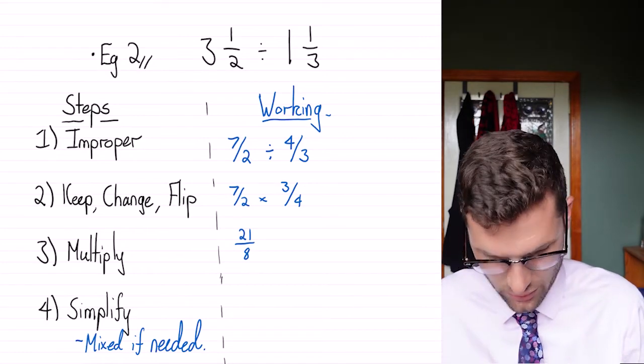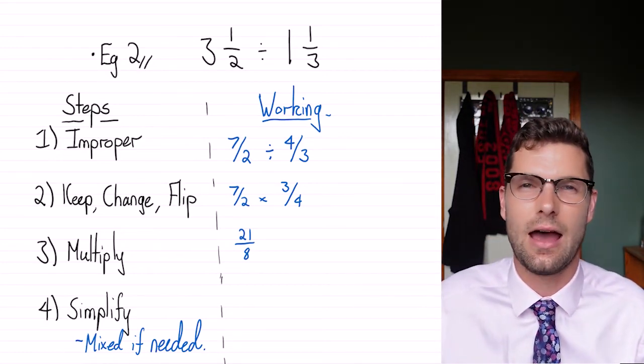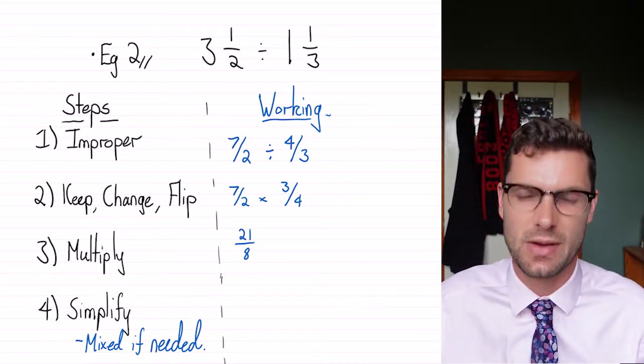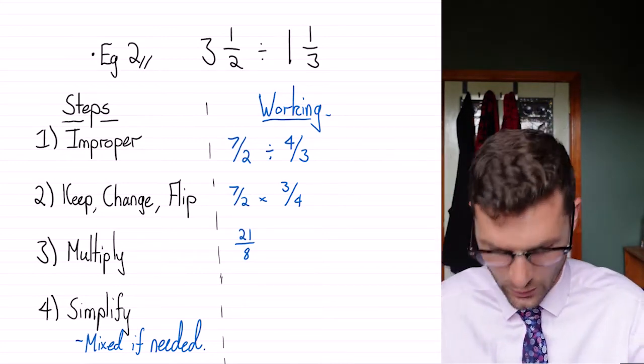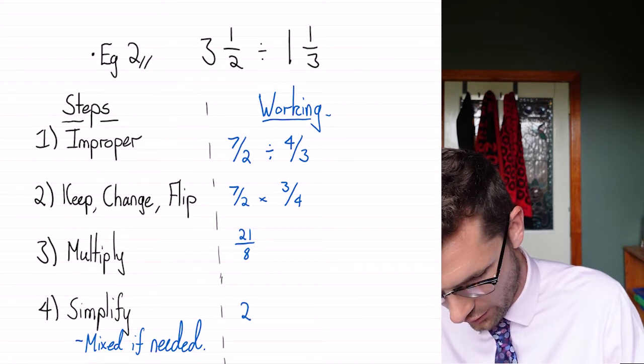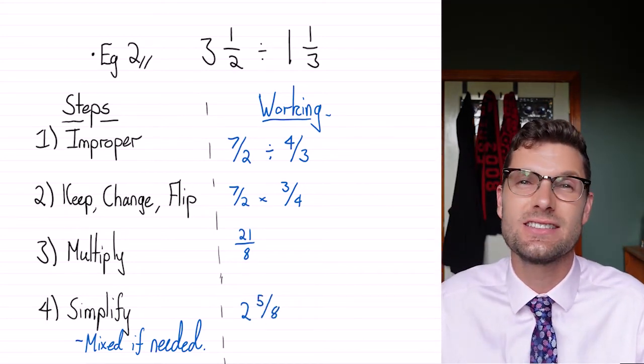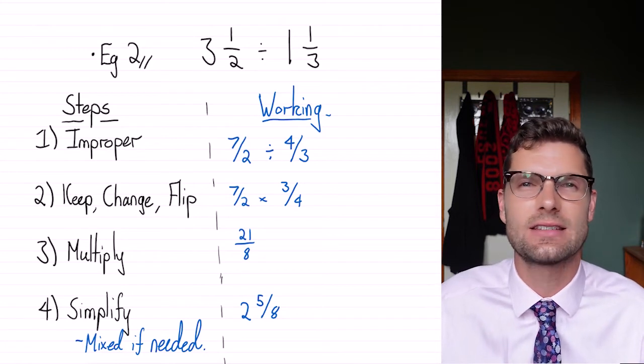For this example, we don't have a simplification to make easily, we just have to turn it into a mixed fraction. 8 goes into 21 twice with 5 left over. And that's all we've got to do. So as you can see, that is a combination of a lot of our skills.